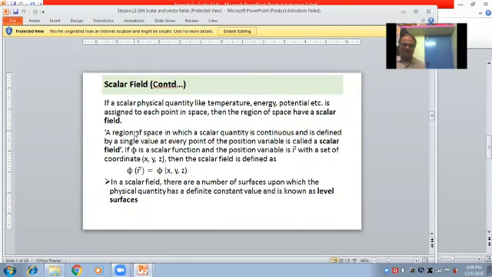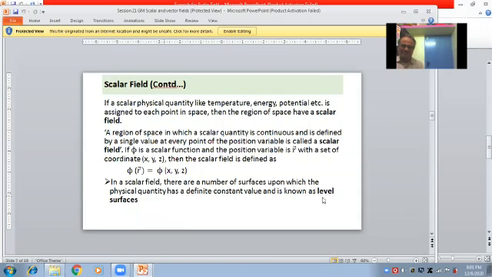A region of space with a scalar quantity that is continuous and defined as a single value at every point of the position variable is called a scalar field. This scalar field phi is represented by phi of x, y, z, where r is the position vector. In a scalar field, there are a number of surfaces upon which the physical quantity has a definite constant value, known as a level surface.